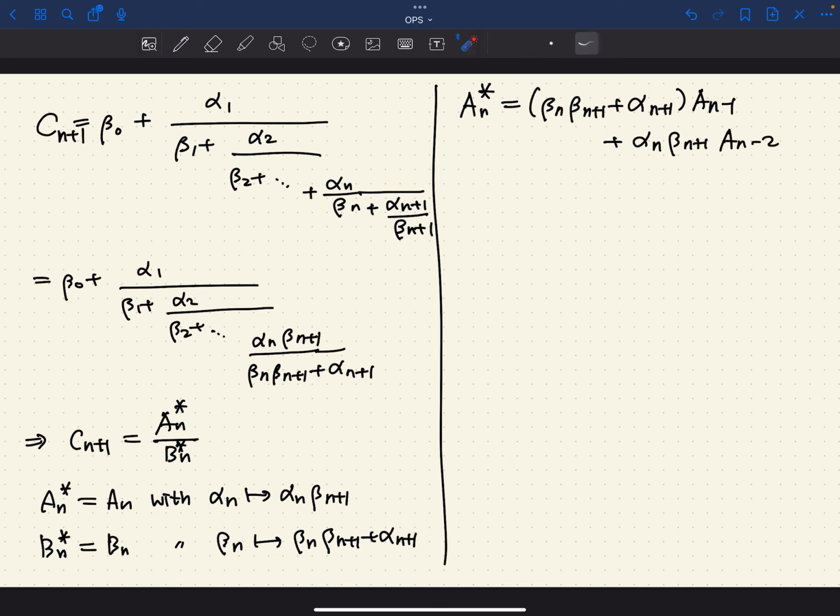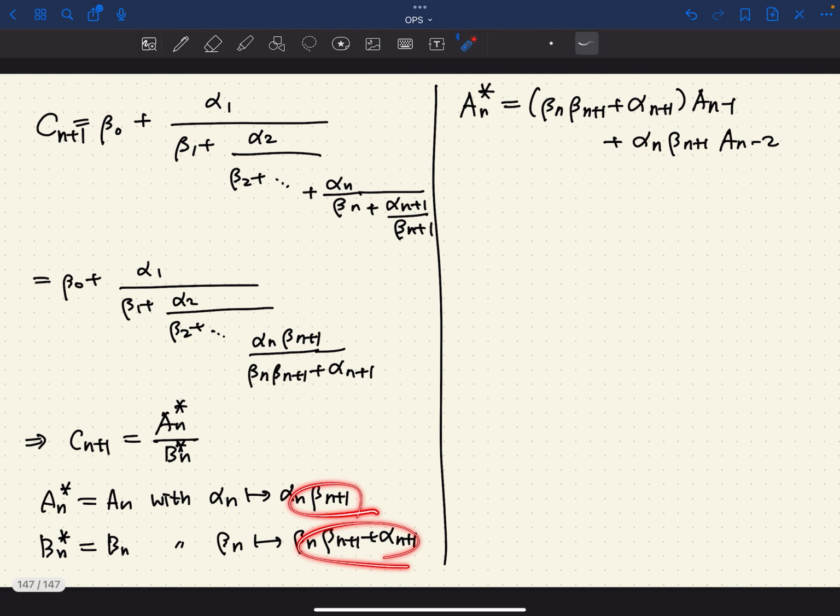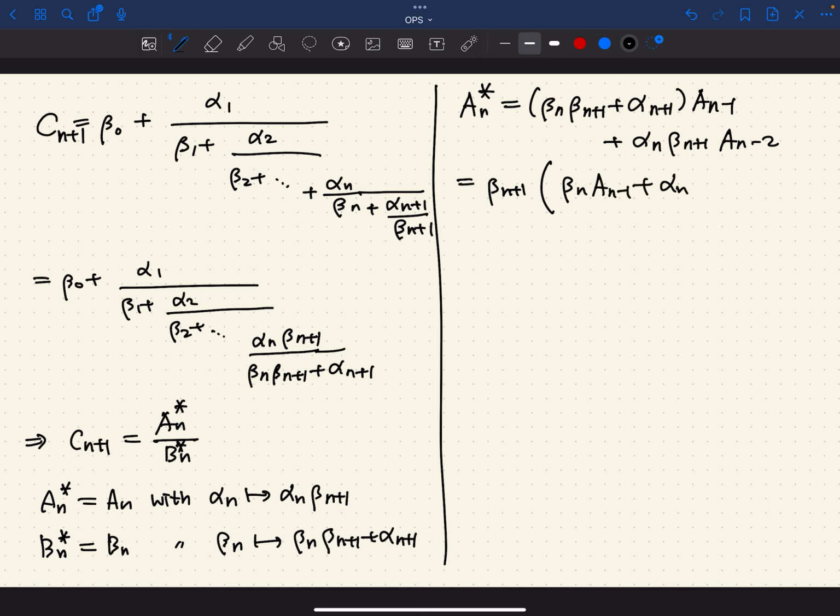No, I did nothing but replacing this by this and this. Okay. Now let's look at them. You see, this and this we can combine. Beta n plus 1 and beta n a n minus 1, alpha n a n minus 2. And the other one, alpha n plus 1, a n minus 1.